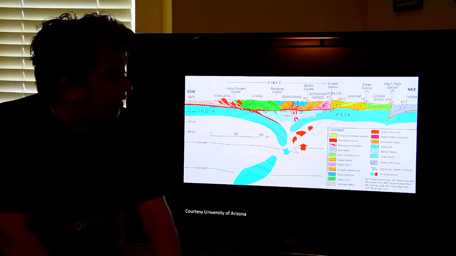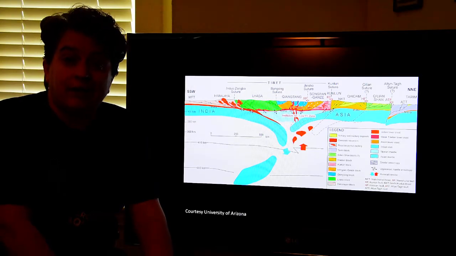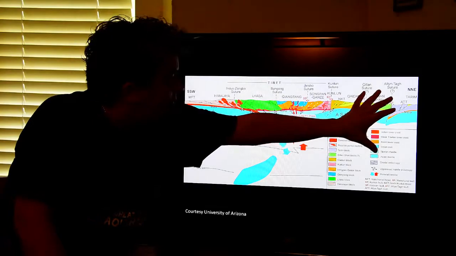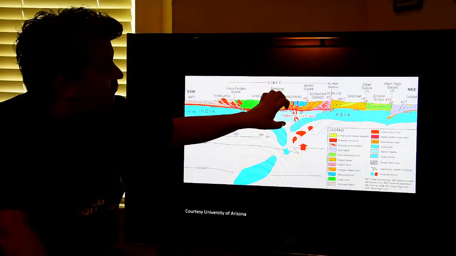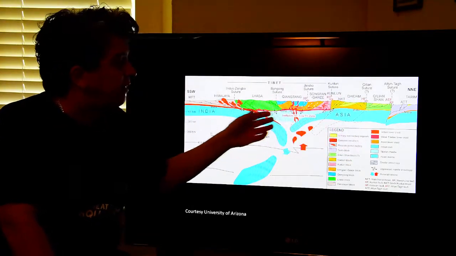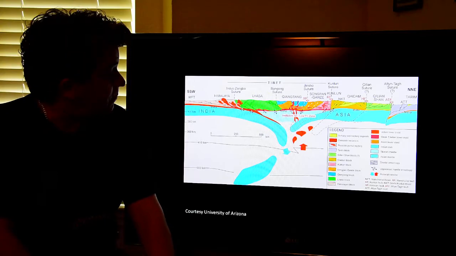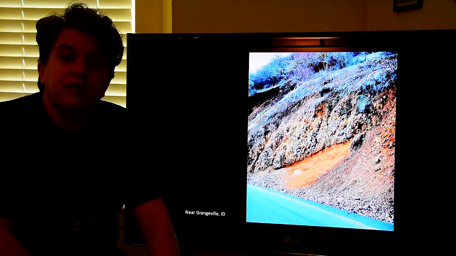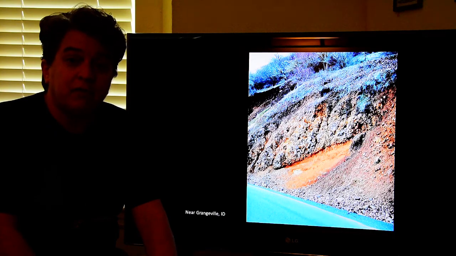This is a look at the suture zone in between Asia and India at the Himalayas. And we have India here, we have Asia over here, and here's all that complex deformation and metamorphism that's occurred as those two continents collided. And you can get some really interesting rocks forming and interesting faults forming when you have these types of collisions.